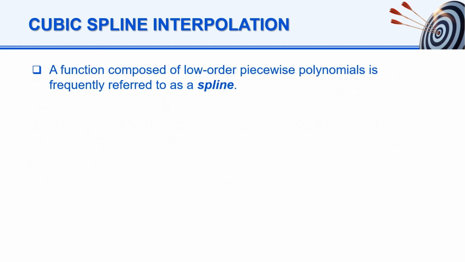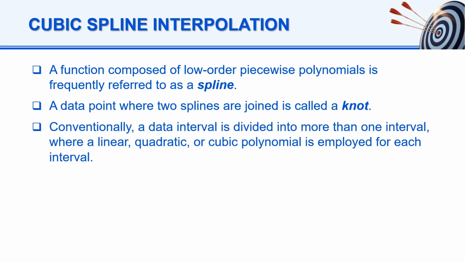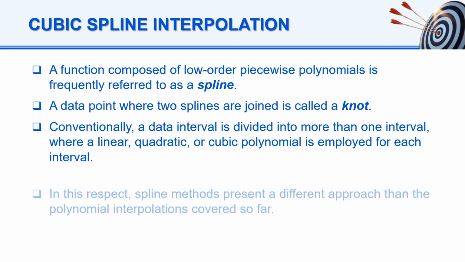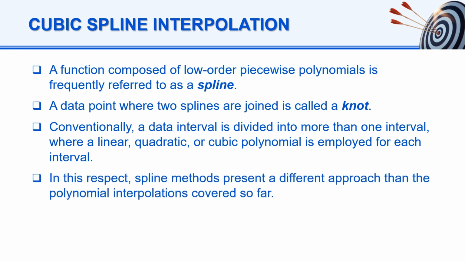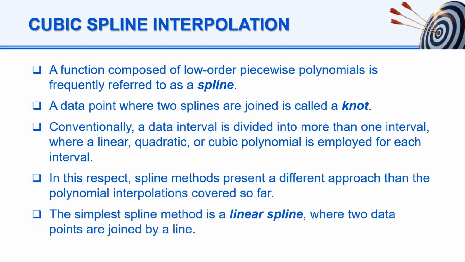A function composed of low-order piecewise polynomials is frequently referred to as a spline. A data point where two splines are joined is called a knot. Conventionally, a data interval is divided into more than one interval, where a linear, quadratic, or cubic polynomial is employed for each interval. In this respect, spline methods present a different approach than the polynomial interpolations covered so far. The simplest spline method is a linear spline, where two data points are joined by a line.